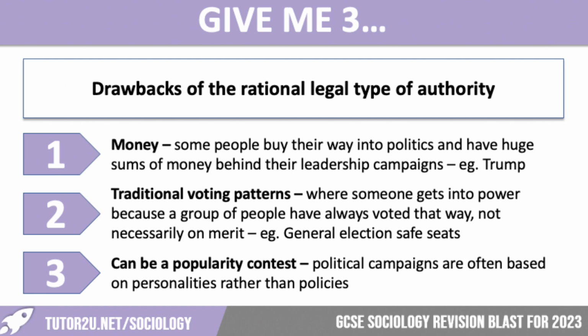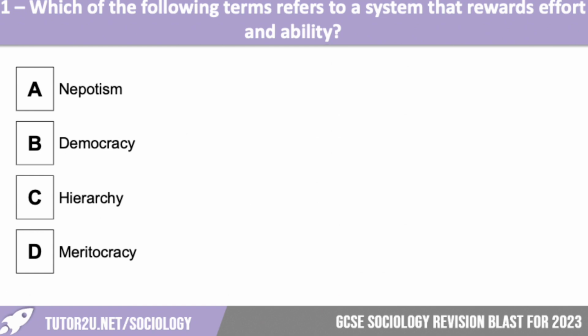However, the general election safe seats are becoming a lot less safe. In our recent local elections, the Conservative Party lost lots and lots of seats which were considered safe. And then finally, at the bottom, we've got that it can be a popularity contest. Political campaigns are often based on personalities rather than policies. Perhaps a big example of that would be Boris Johnson and his campaign to get into number 10 Downing Street. Right, let's move on to a round of MCQs.